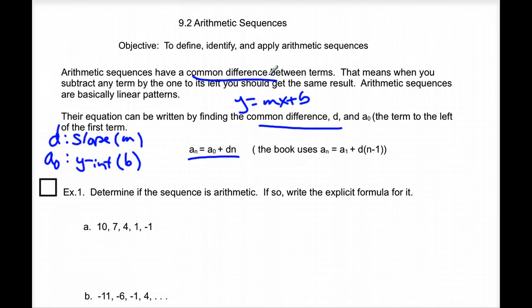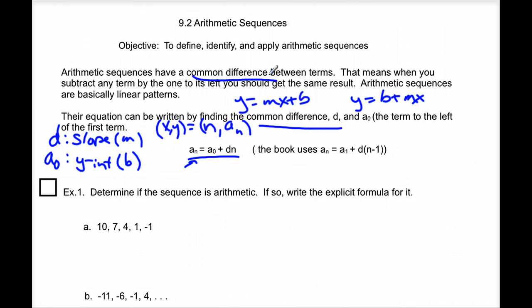I kind of got it mixed up. It'd be more like if I had y equals b plus mx. That's what this looks like down here, because a0 is b and d is m. And n is like x. N is, that's the most important thing here, is to understand that n is like x and a sub n is like y. They're an ordered pair. So instead of having an x and a y, you're going to have an n and an a sub n. So we plug in for n, and we get an a sub n.